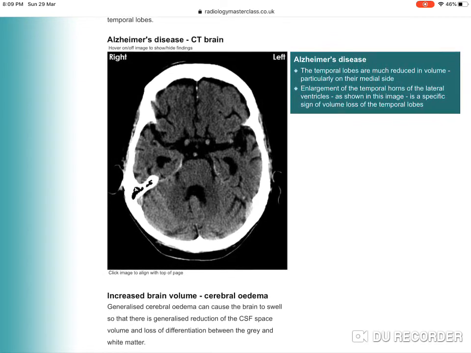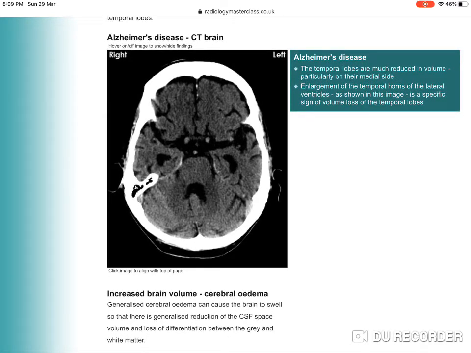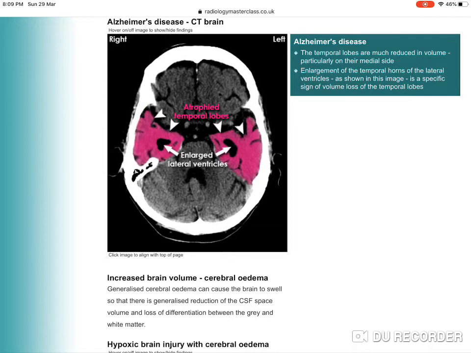Alzheimer's disease. The temporal lobes are much reduced in volume, particularly on their medial side. Enlargement of the temporal horns of the lateral ventricles, as shown in this image, is a specific sign of volume loss of the temporal lobes.